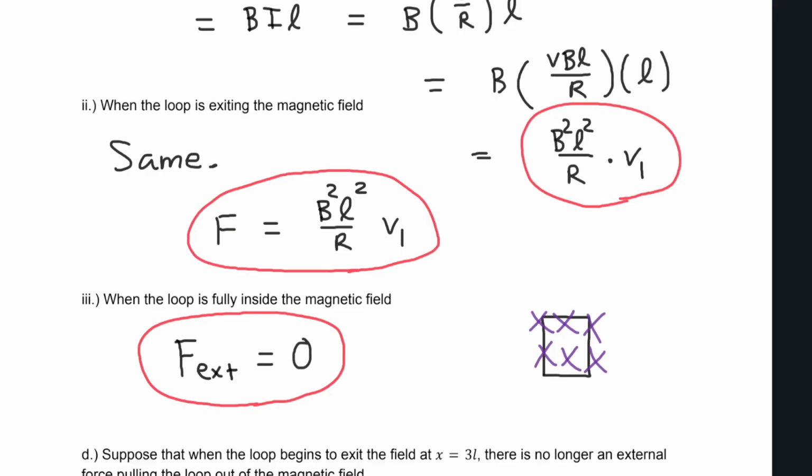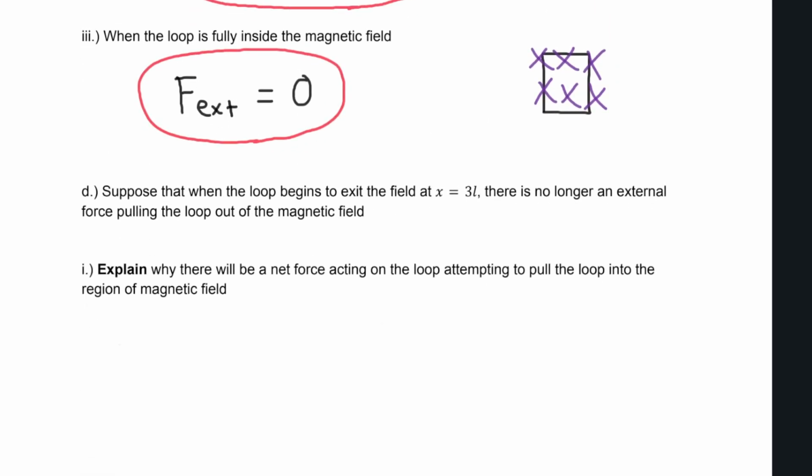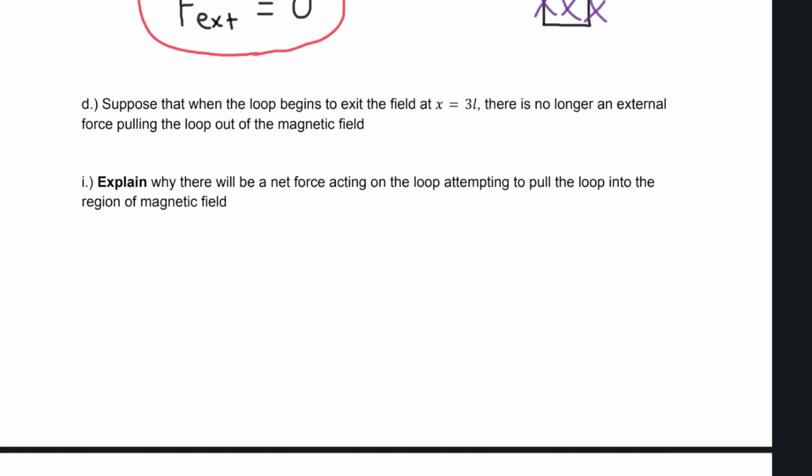And just for consistency, I'll make sure to call that external. All right. And now we'll consider what happens if the loop begins to exit the field, but we just stop pulling. So why will there be a magnetic force acting on the loop as it's leaving? Well, again, just think about this picture.